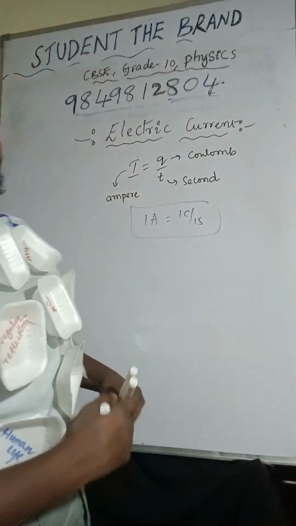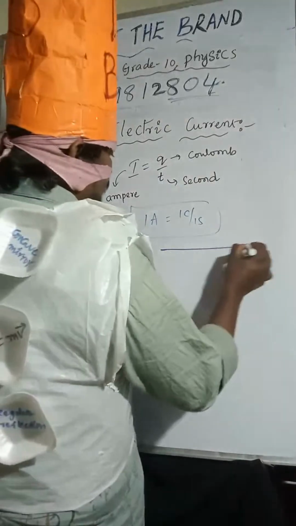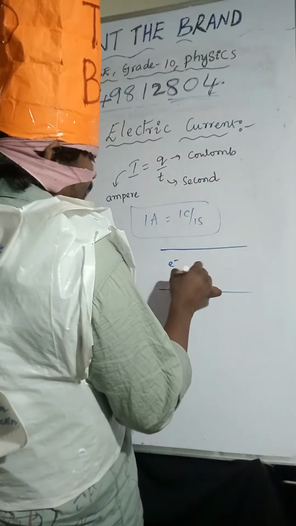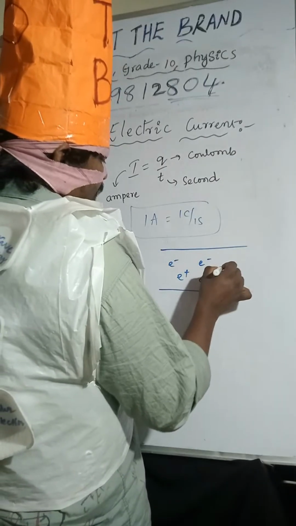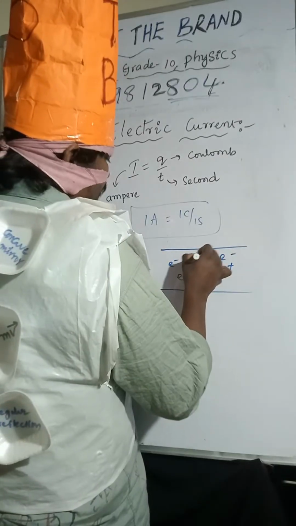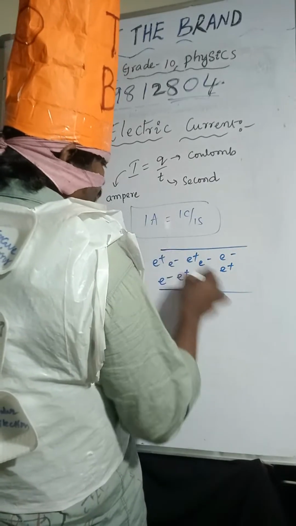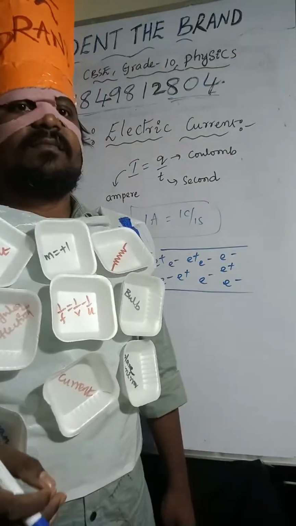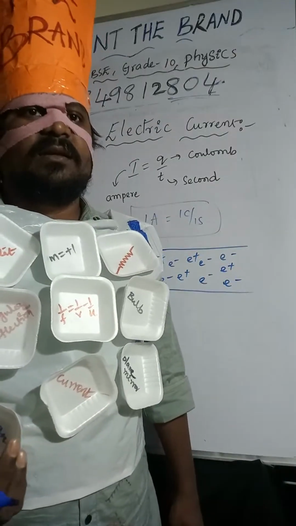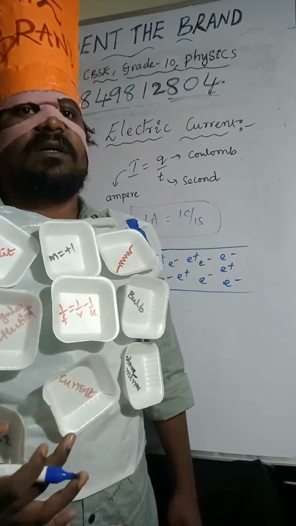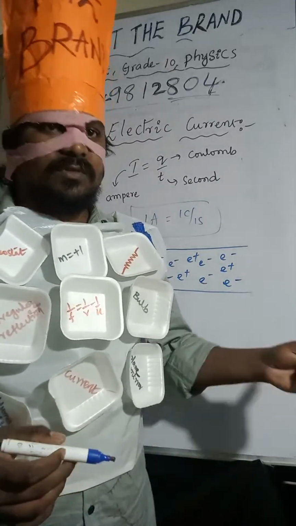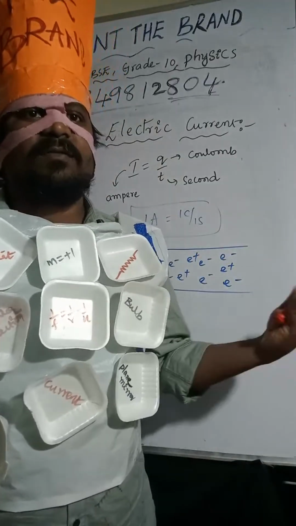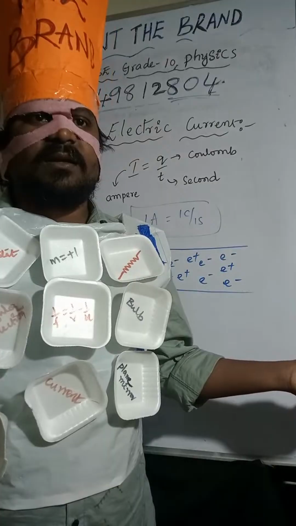In the conductor, the charges are moving. So positive charge, negative charge, positive, negative. So charges are moving in the conductor. It's not that only one electron moves, or two electrons; a number of charges are moving inside of the conductor.